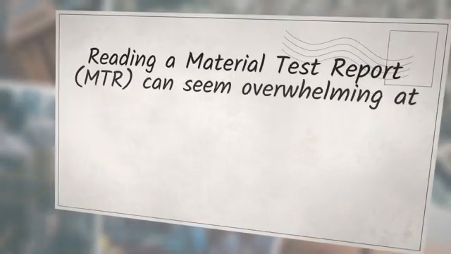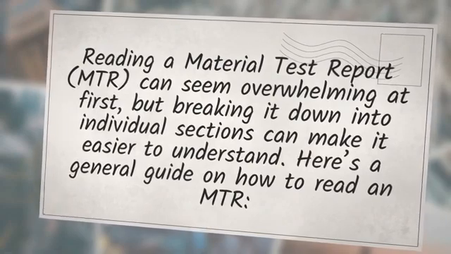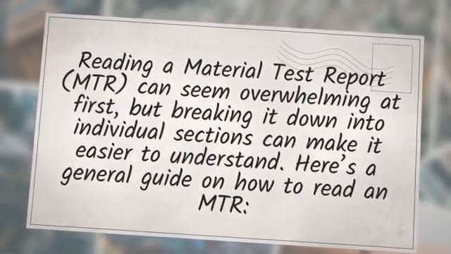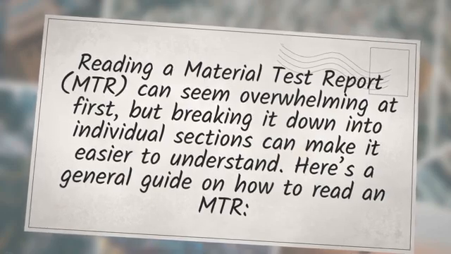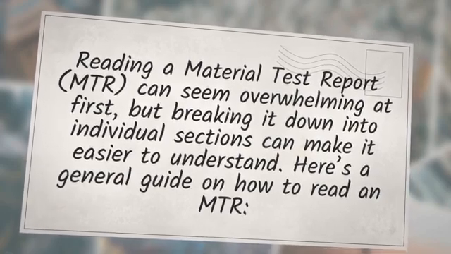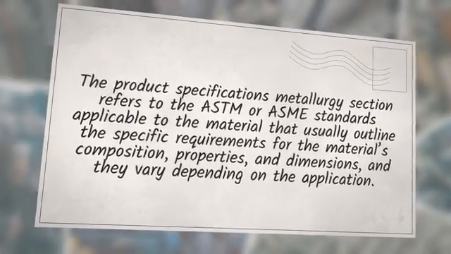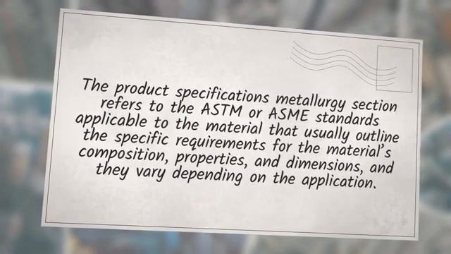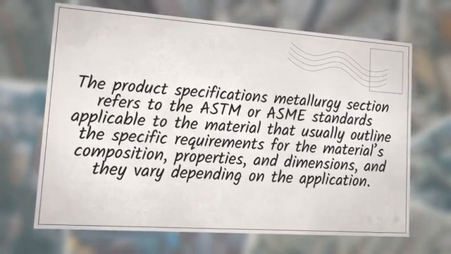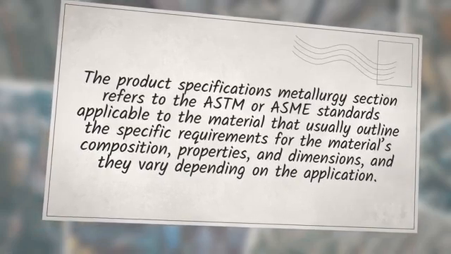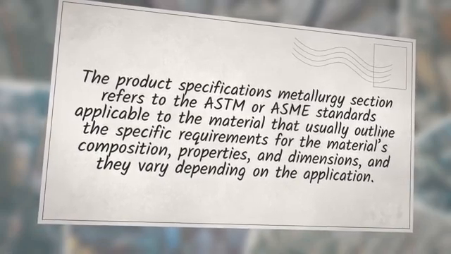Reading a material test report, MTR, can seem overwhelming at first, but breaking it down into individual sections can make it easier to understand. Here's a general guide on how to read an MTR. This section provides information on the material's identity, including its name, grade, material dimension, product form, and product specifications metallurgy. Make sure the information matches the material you ordered.